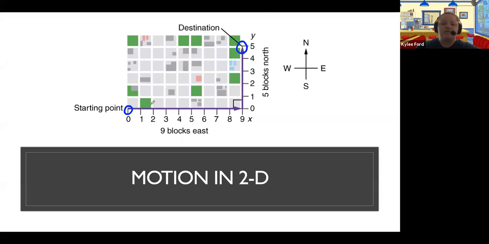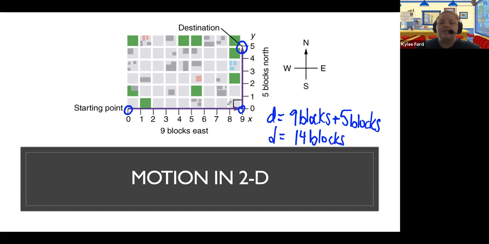So we would have to walk 9 blocks to the east. Starting here, we have to get all the way over here to 9 blocks, and then we'll have to go 5 blocks to the north. Starting here, we'll have to go up north, 5 blocks. And we want to know the total distance that we need to travel. So we could calculate this by saying our distance would be our 9 blocks plus our distance to the north as 5 blocks. So now our total distance is going to be 14 blocks.